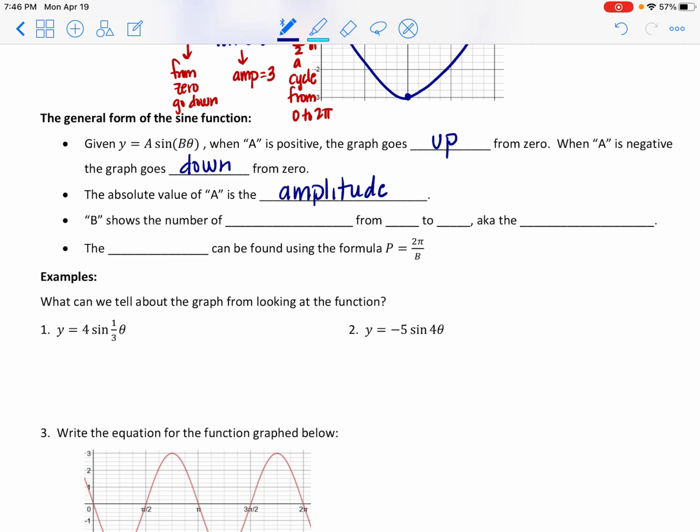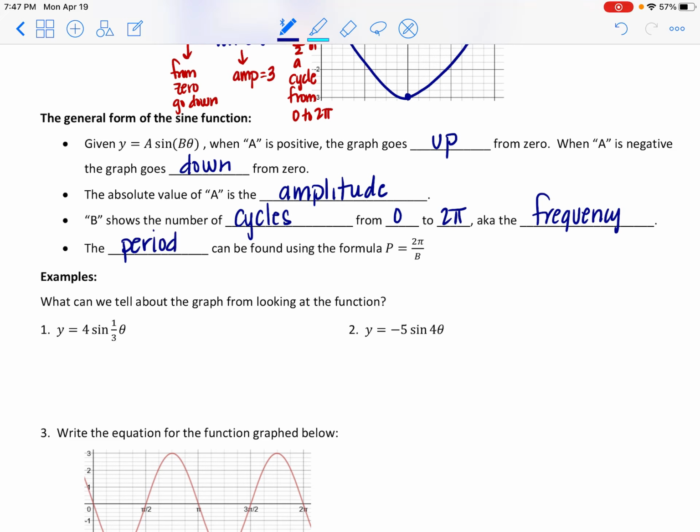And then b, that's the number we're going to put in here. That's going to possibly horizontally compress or stretch the graph, but specifically what it does to the sine curve is it shows the number of cycles that are going to fit in from 0 to 2 pi, which is a pretty standard interval. And that is what we call the frequency, okay, of our graph. It's how many cycles are fit in there from 0 to 2 pi. And then the period, also a feature we should be able to identify.